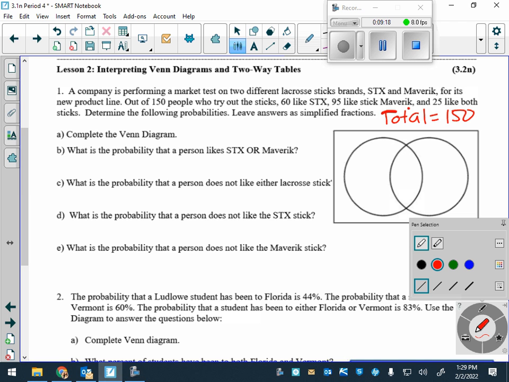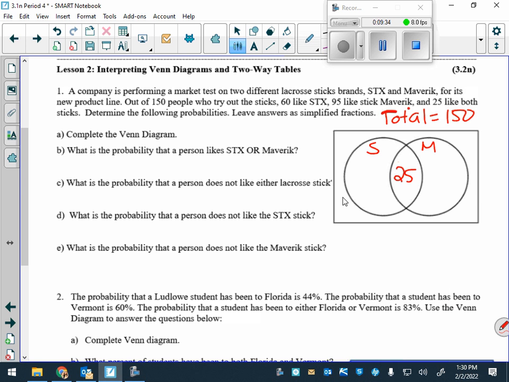So where should we start when we fill this out? Danielle? Both, which is 25. So remember, both goes in the middle. We have to label our circles, and we'll label S and M. Okay? So we know 60 like Sticks.